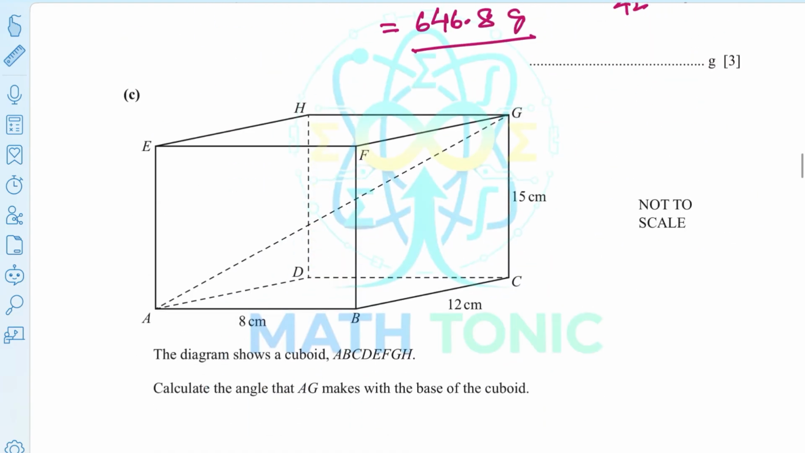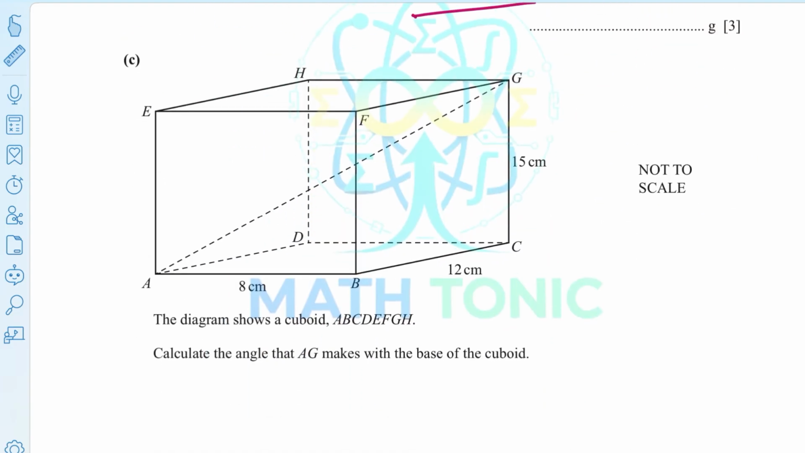Next question, yes, 3D mensuration, I think. The diagram shows a cuboid ABCDEFGH. Calculate the angle that AG makes with the base of the cuboid. Always remember, the angle can be found between two lines or between two planes. It's not possible to find it between one line and one plane directly. If it is about one line and one plane, you have to take a reference line. It may be a diagonal, depending upon the question.